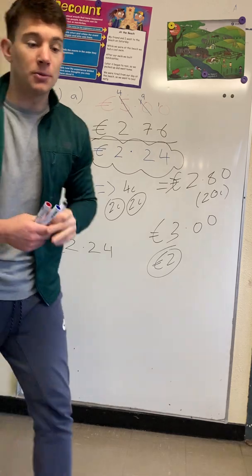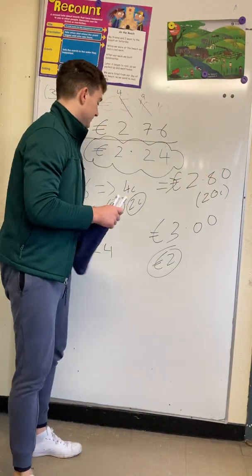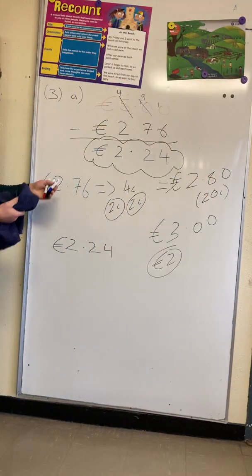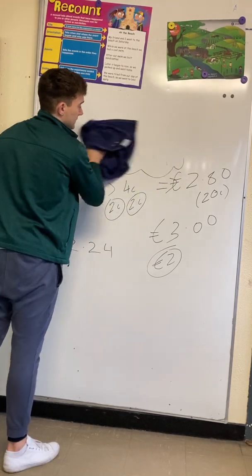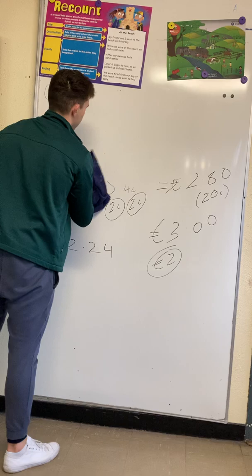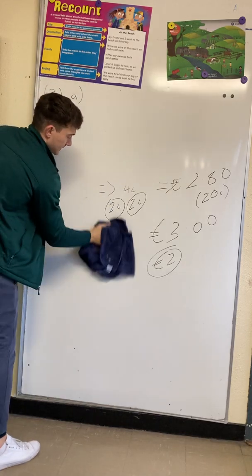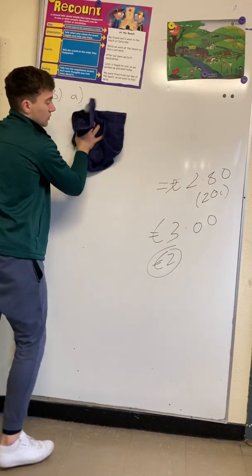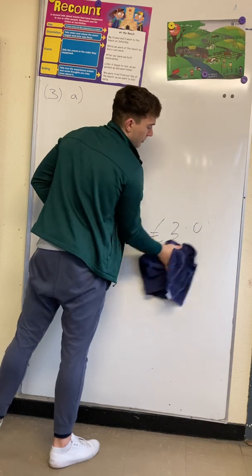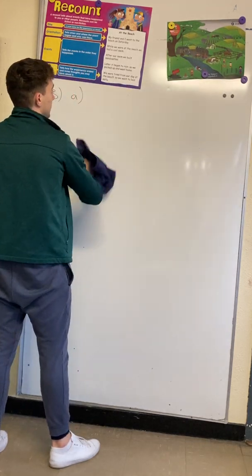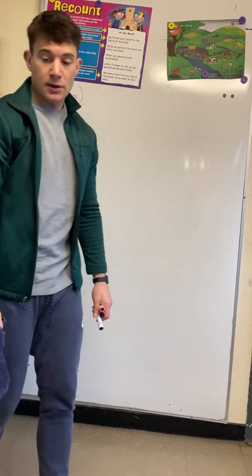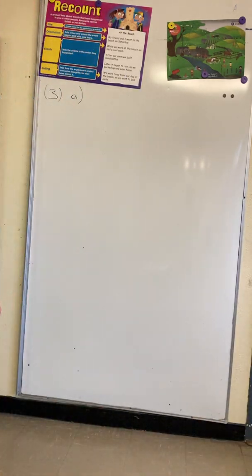Now I'm just going to rub out a couple of things off the board because it might be a bit confusing. So as you can see, there's 2 different strategies. One is to subtract as per normal, and the second is to add up and round up to get to the cents, get to the euros, and get to the total amount.